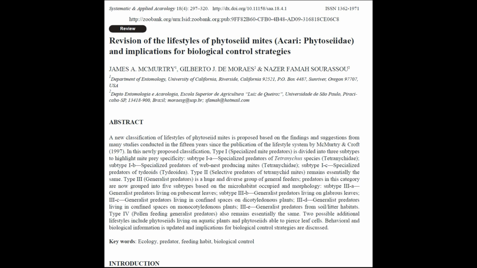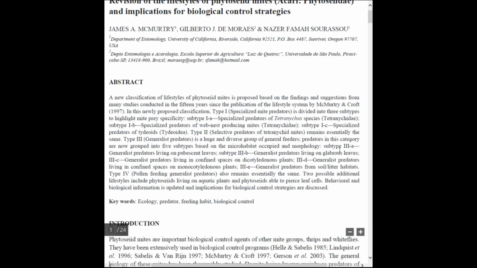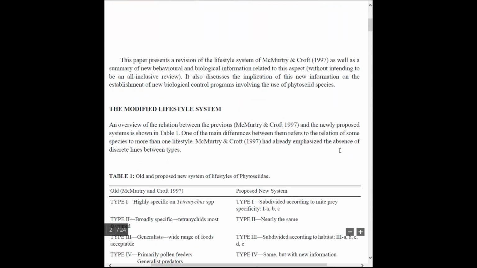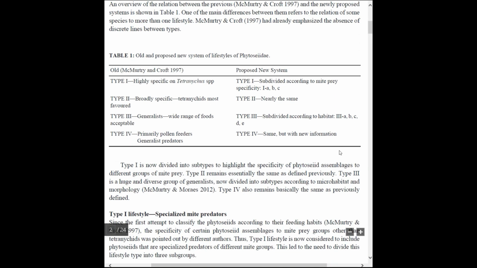I'm going to move through this pretty quickly, however. I'm going to skip the introduction because the introduction I gave pretty much explains all of that. Table 1 is just a comparison between type 1, or the types 1 through 4, from the old McMurtry and Croft and the new system that we're going over now. There's no reason to go over this much. We already kind of covered it in my introduction. But it's good to use this table. You can pause and look at it.